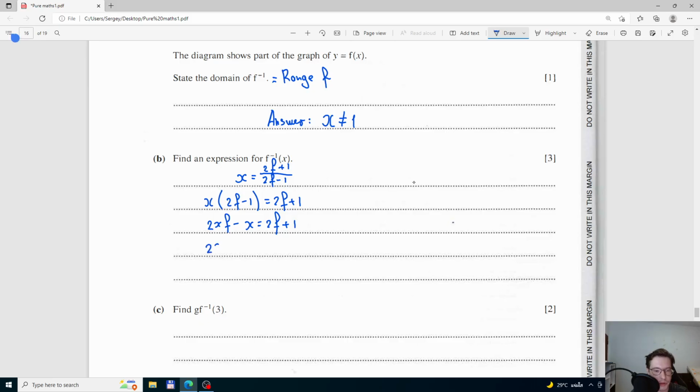Okay, so I'm going to keep all terms with f on the left side and everything else on the right side. Then I will factorize. And then finally, I'll divide by the bracket. And say that the inverse equals (x plus 1) over (2x minus 2). That's going to be the answer.